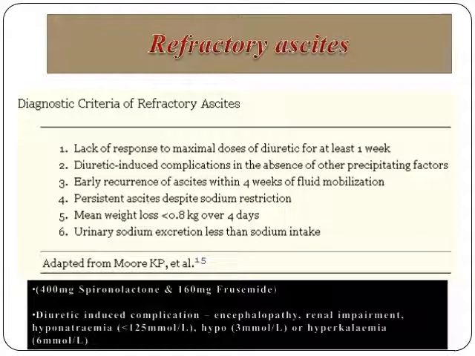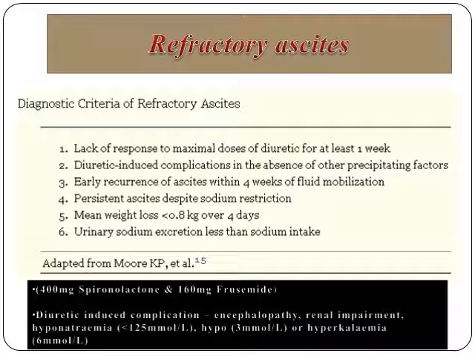What is the meaning of refractory ascites? Diagnostic criteria for refractory ascites: lack of response to maximal doses of diuretics for at least 1 week. What is the maximum dose of diuretics? 400 mg spironolactone and 160 mg furosemide. So if the patient received 400 mg spironolactone and 160 mg furosemide with no response for at least 1 week, this indicates refractory ascites. Or diuretic-induced complication arising in the absence of other precipitating factors. Or early recurrence of ascites within 4 weeks of fluid mobilization. That means if the patient received treatment and within 4 weeks the ascites reaccumulates, this is refractory ascites.